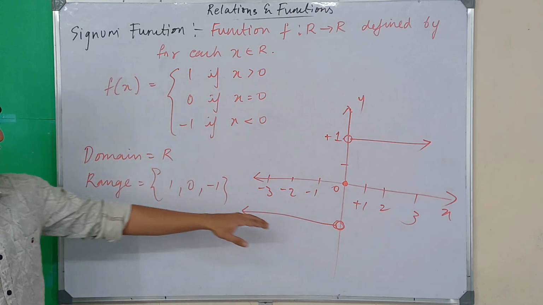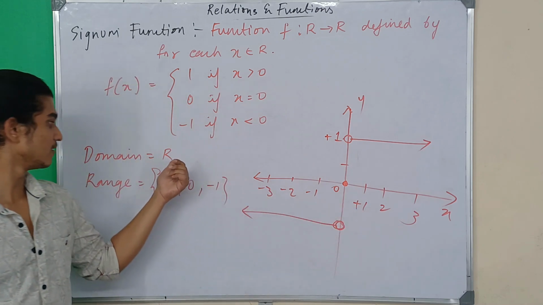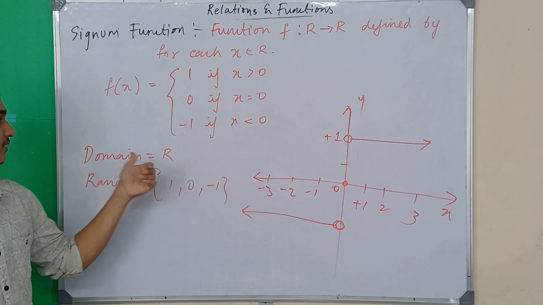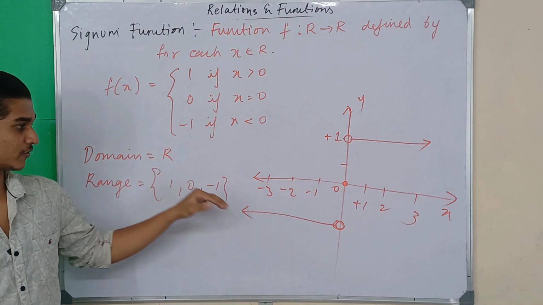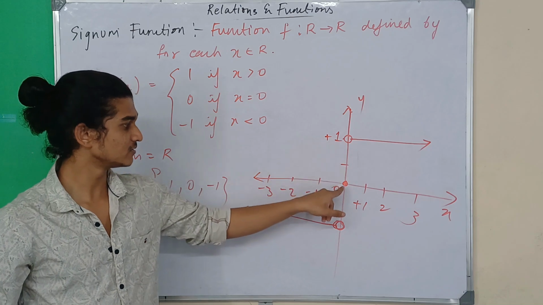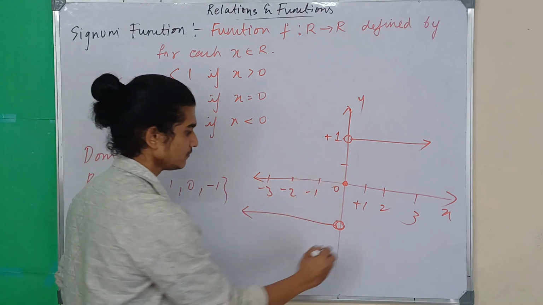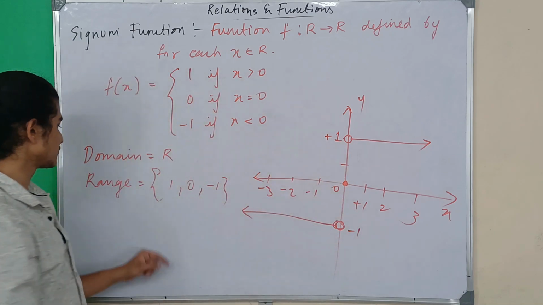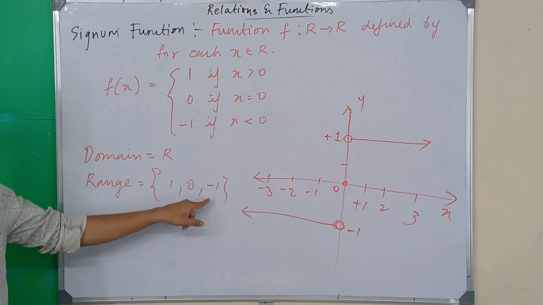So your domain is, you can put all the values of x. So that's why all real numbers should be taken as the domain. The range is, for any values of x, your output is always going to be 1, 0, or minus 1. That's why the range is 1, 0, and minus 1.